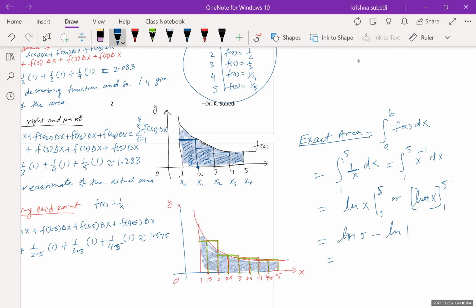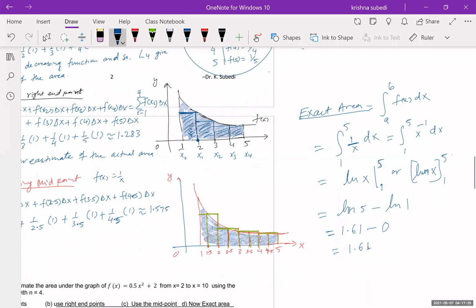So we'll get ln 5 minus ln 1. Can you use your calculator and let me know the value of ln 5? If you punch the button in your calculator, it's going to give you 1.61. Minus, if you punch ln 1, you'll get 0. So that means the actual area is 1.61. That is the exact area.